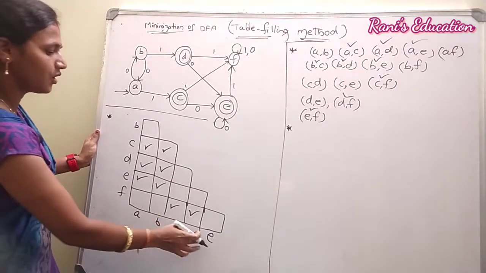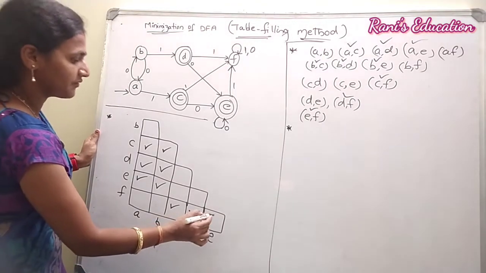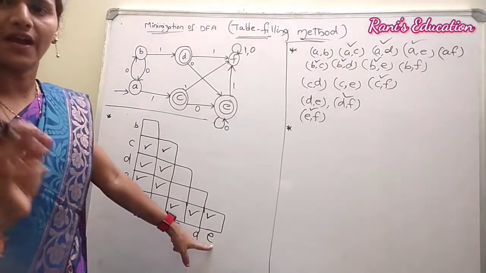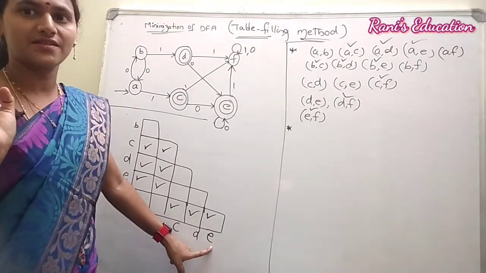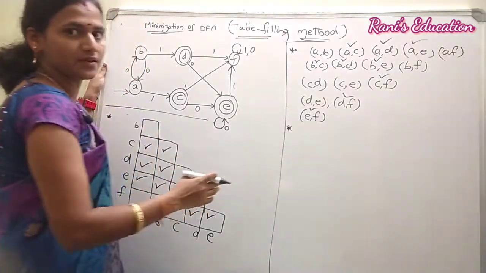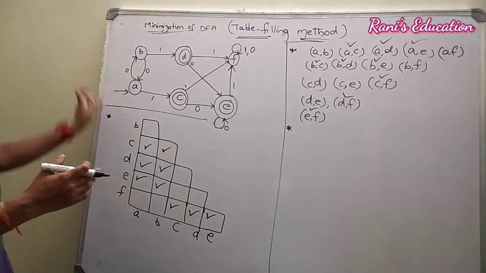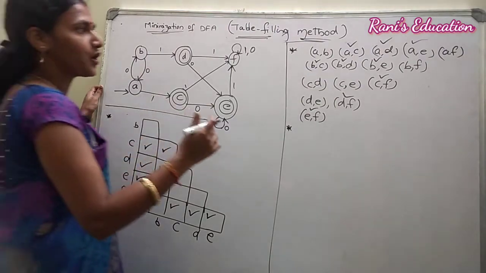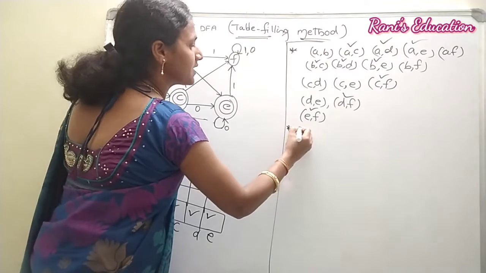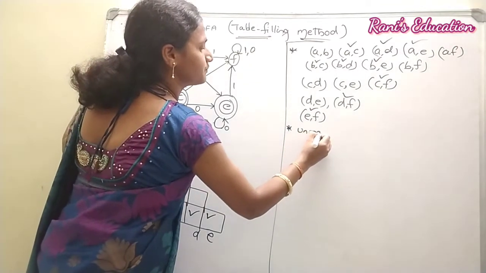Go for E, so EF is possible. Why? Because here C, D, and E are the final states, right? So in the next step, after marking the pairs in the table, we are going to identify the unmarked pairs.